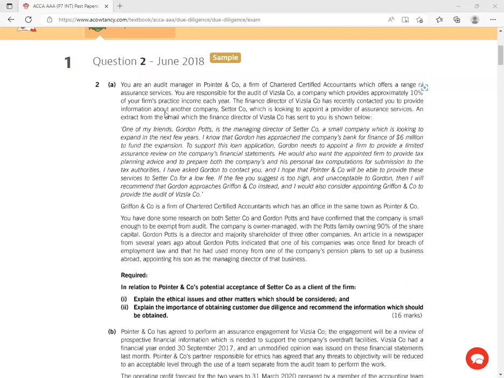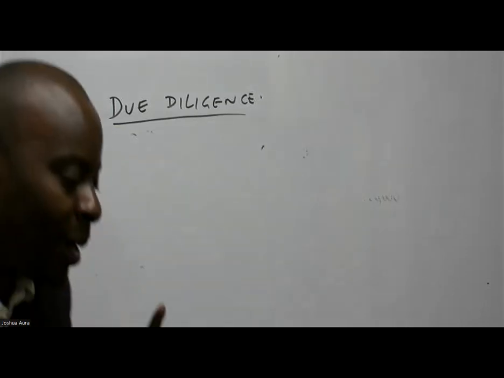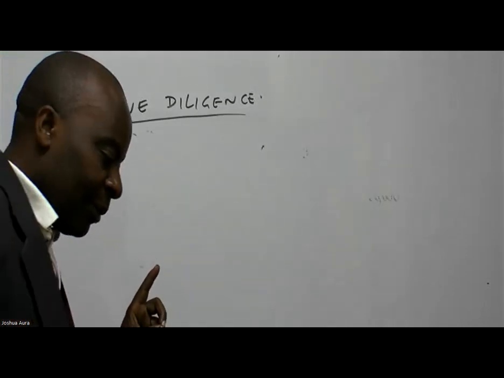So we are told here, you are an audit manager. So you are a manager up there, so you need to reason like a manager, right? So you are an audit manager in Pointer and Company, a firm of CPA, which offers a range of assurance services. You are responsible for the audit of Whistler Company, a company which provides approximately 10% of your firm's practice income each year. So straight away, ladies and gentlemen, I'm able to see a threat there. I'm able to see an ethical issue there. Which ethical issue am I able to see there?